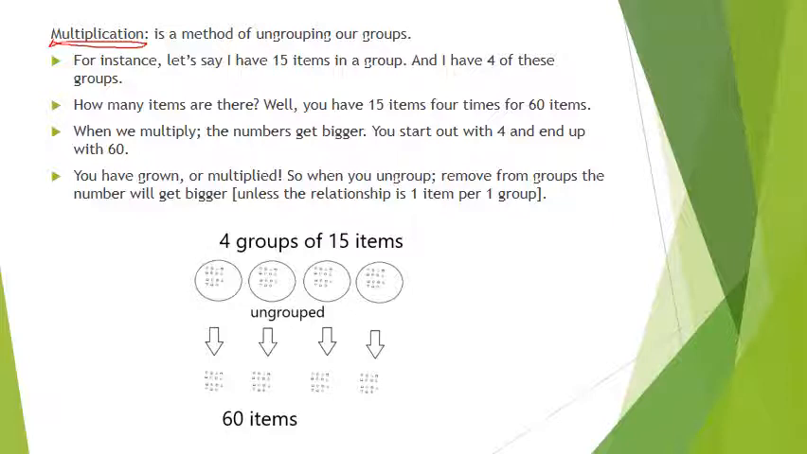So let's say I have 15 items per group, just like I did before, and I have 4 of these groups. How many items are there? Well, it just makes sense. If you have 15 items, and that's 4 times, you do 15 items 4 times, and you end up with 60. That just makes sense.